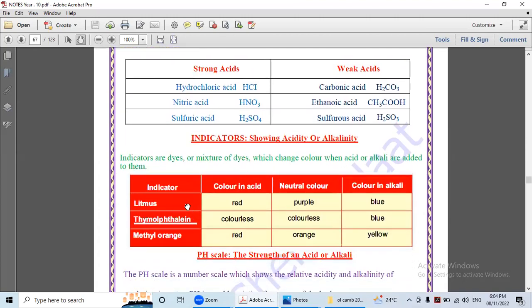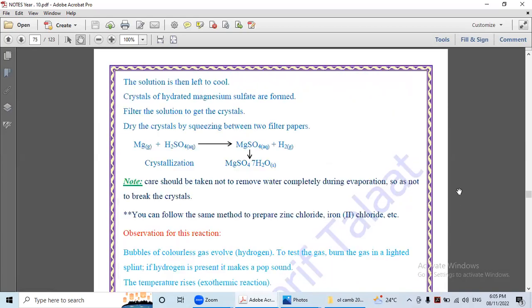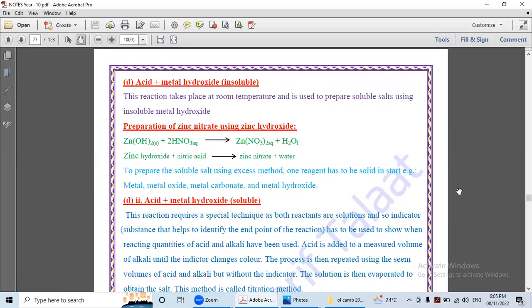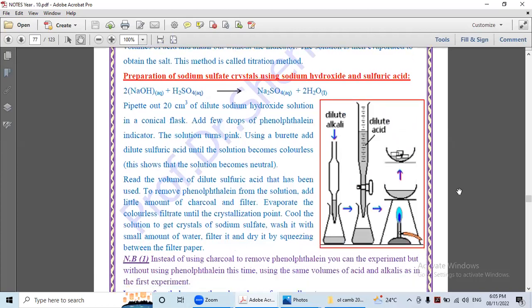We have litmus and methyl orange, phenolphthalein, thermophthalein. So it depends on the type of indicators that you are using. For example, if you are using methyl orange, fill the burette with acid, take a known volume of alkali and indicator, and start titration until the color changes from yellow to orange. If you are using phenolphthalein, until the color changes from pink to colorless, and then repeat without indicator and then make crystallization.